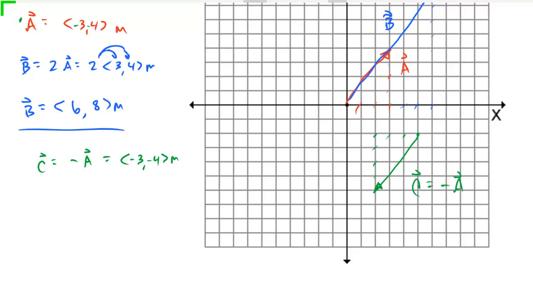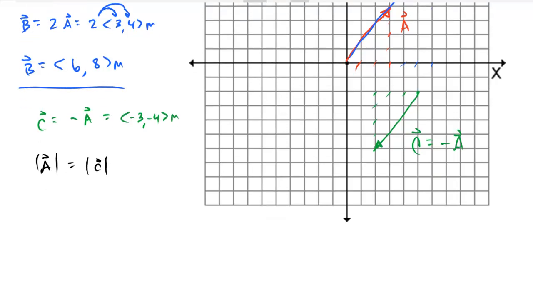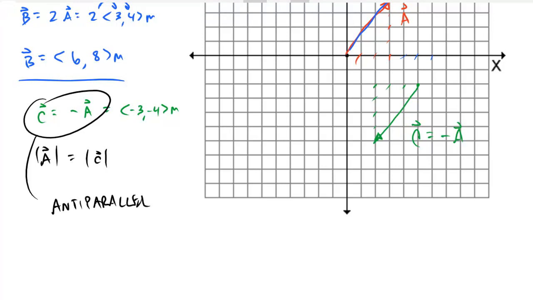Vector A and vector C have the same magnitude. The magnitude of A is equal to the magnitude of C. However, C goes in the opposite direction of A, or A goes in the opposite direction of C. So we call these anti-parallel vectors because C is equal to negative A. And that's some just definitions of vectors and how to write them.